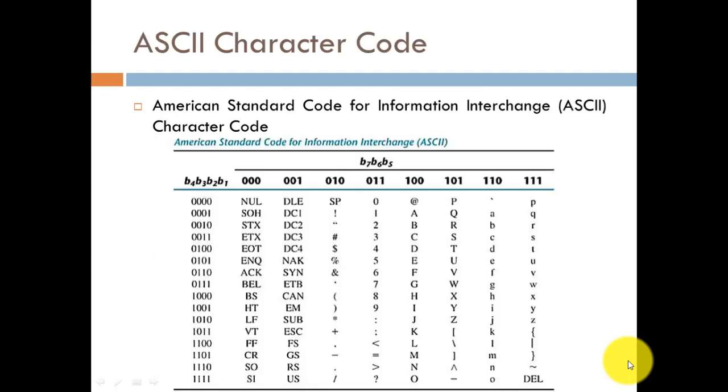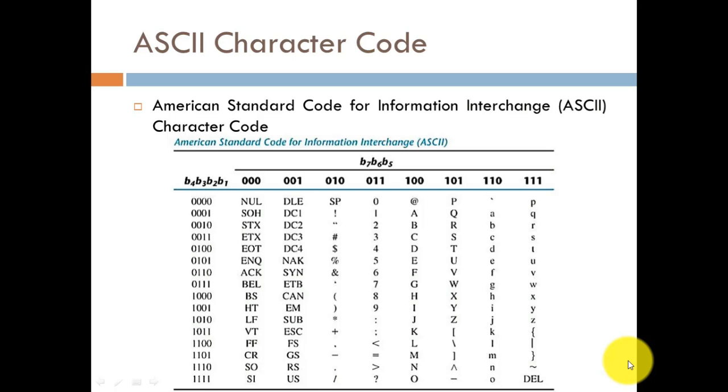So this particular slide is showing the ASCII character code. The full form of ASCII is American Standard Code for Information Interchange. These are certain standard character codes. The table is given as B4, B3, B2, B1, which are basically representing the bit positions, and B7, B6, B5. So ASCII codes are specific codes where we have a group of 7 binary bits, representing B1, B2, B3, B4, B5, B6, B7. These are the group of 7 digits which are signifying various alphanumeric codes.